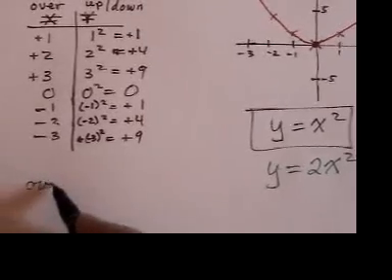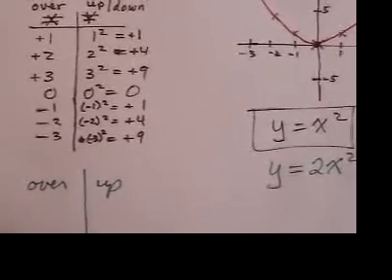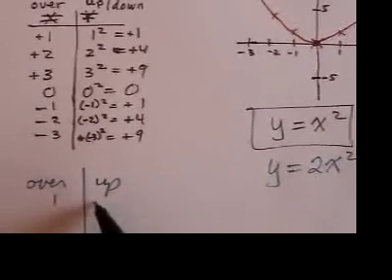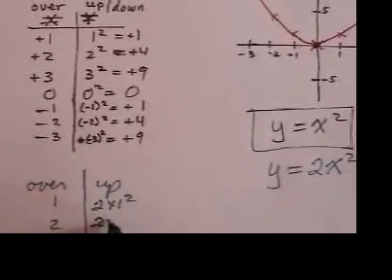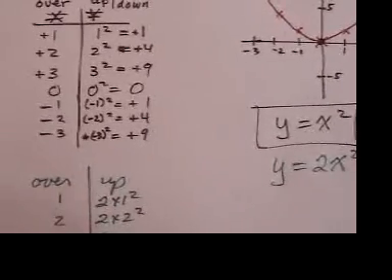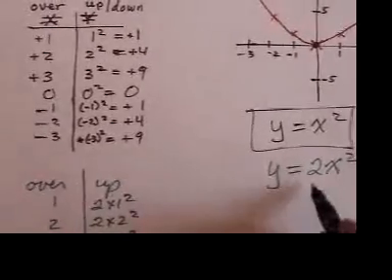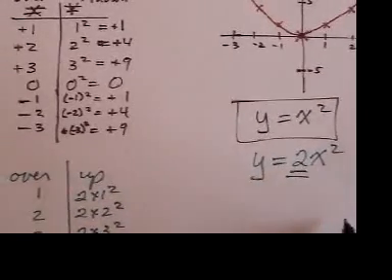Here's all that does to change it. If we go over 1, we'll go up 2 times 1 squared. Over 2, up 2 times 2 squared. Over 3, up 2 times 3 squared. And that's because over here we have a 2 in front of the number.